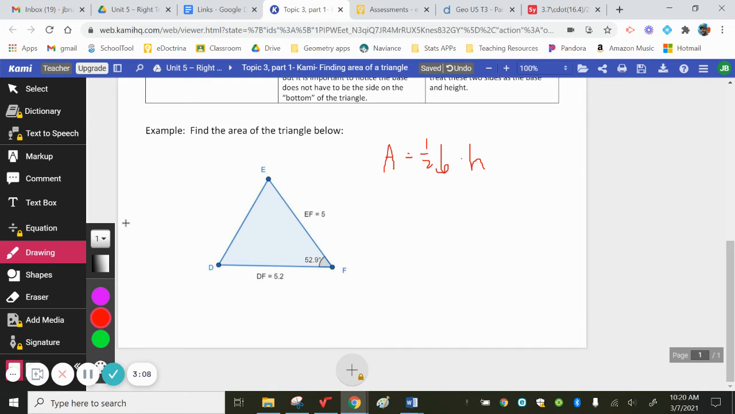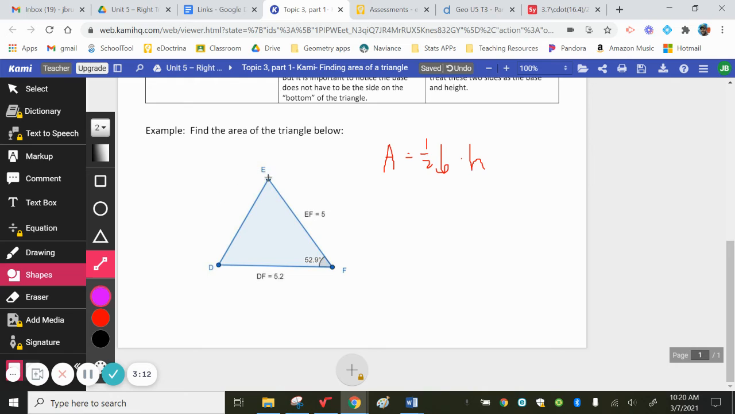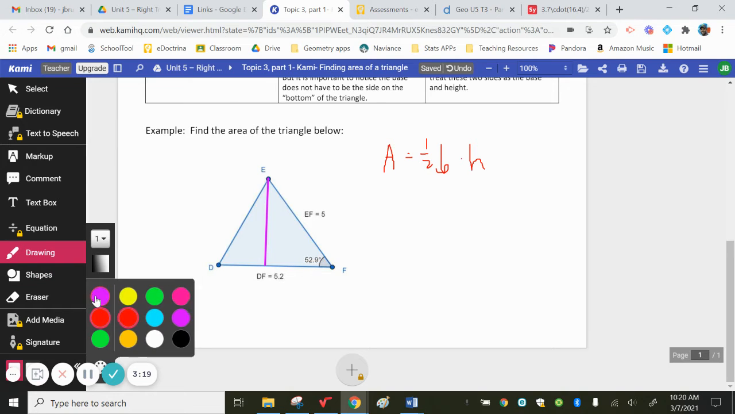Instead, what I'll have to do is draw in an altitude. So let me use the shape tool. I'm going to draw an altitude, and this is going to be approximate, but I want to draw a line that should be perpendicular down here. Okay, so this segment that I drew represents the altitude.